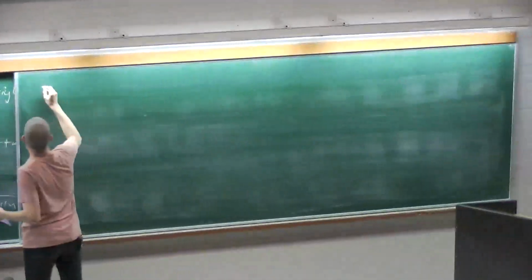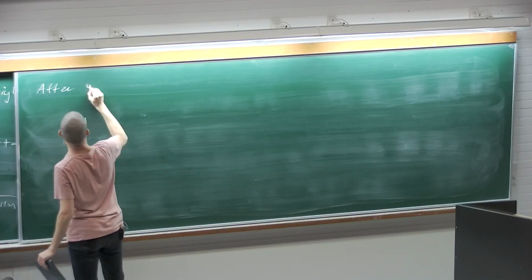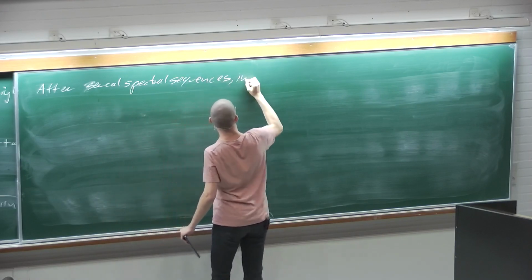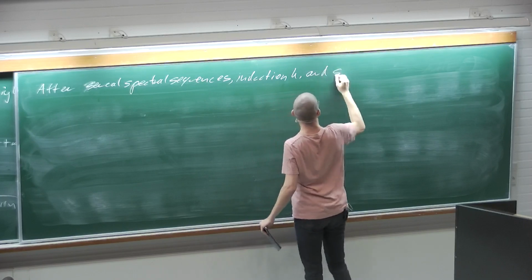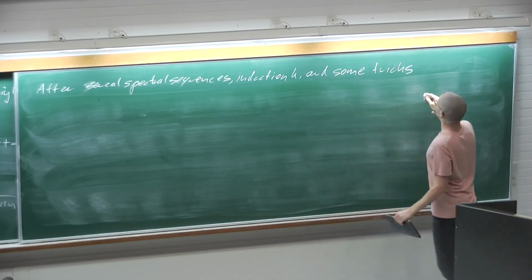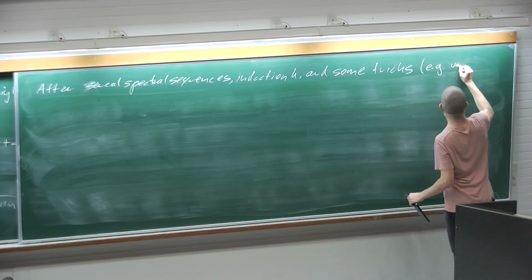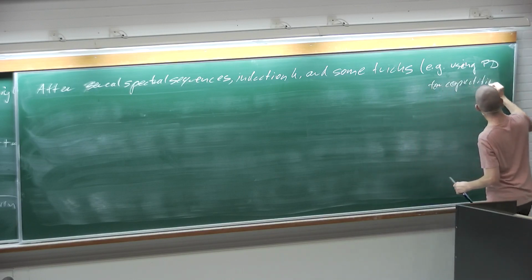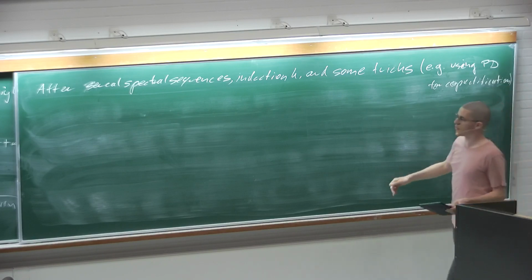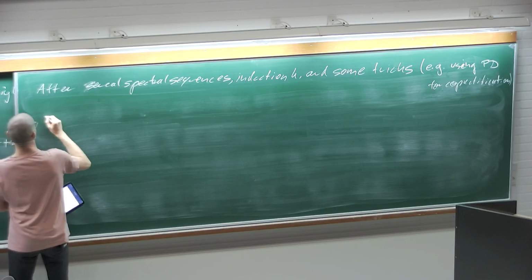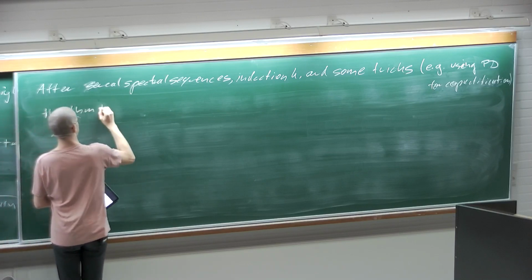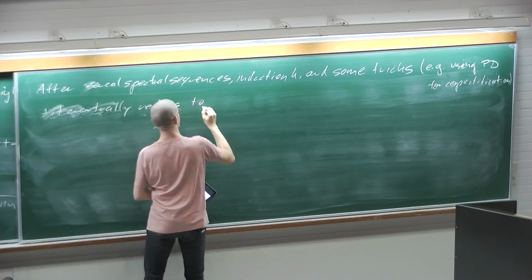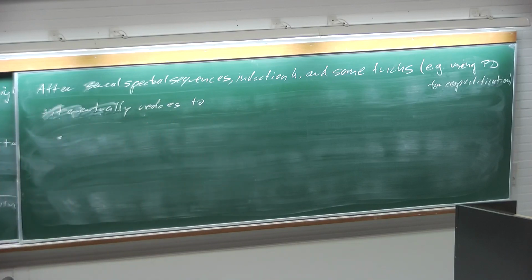Actually, let me just summarize this by saying: after several spectral sequences, induction on K, and some tricks, for example using Poincare duality for this compactification, and always using that this property is very robust with respect to all kinds of operations that are performed in this group, the theorem can be proved, or let's say it eventually reduces to the following. Here is the only fact that we're going to use about the E_d operad.